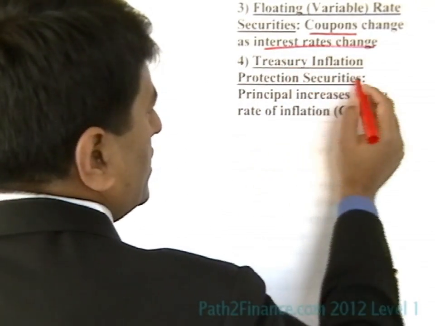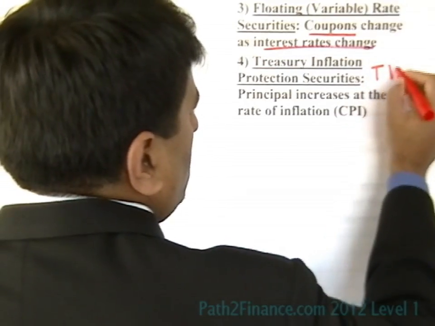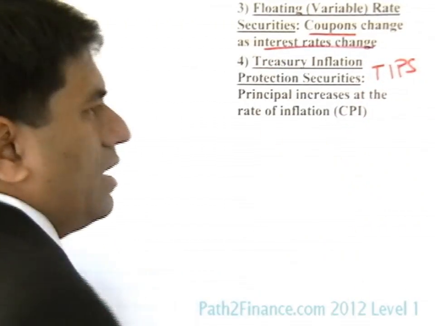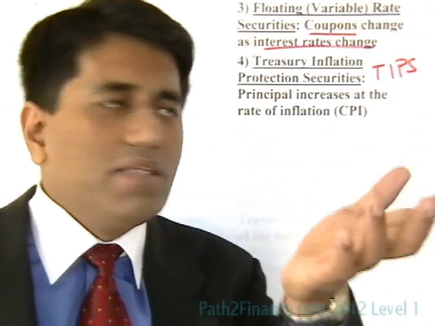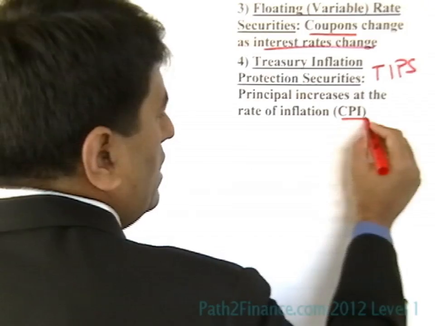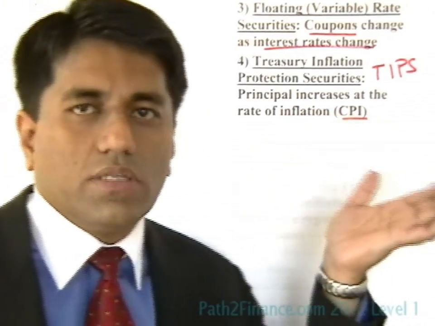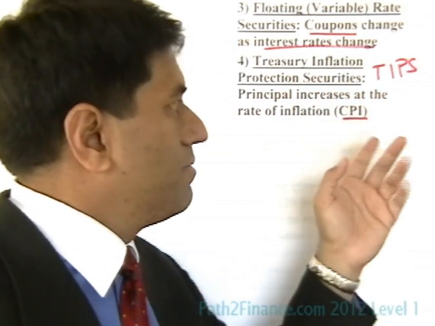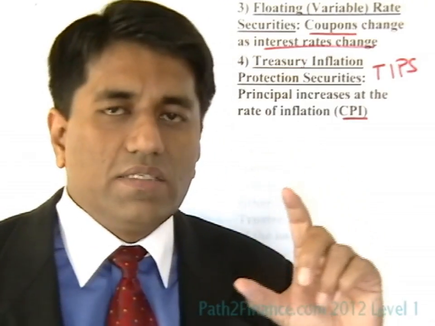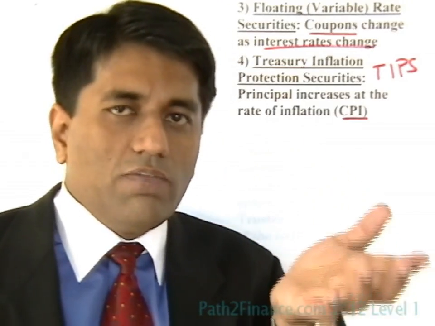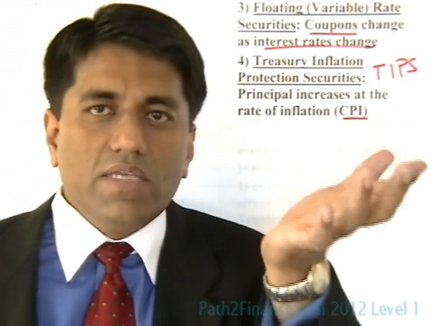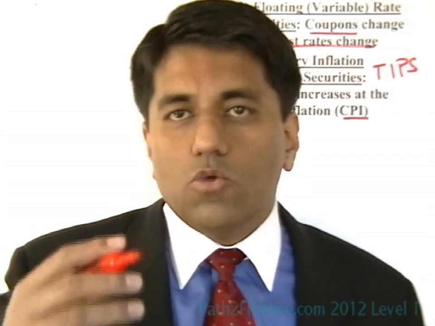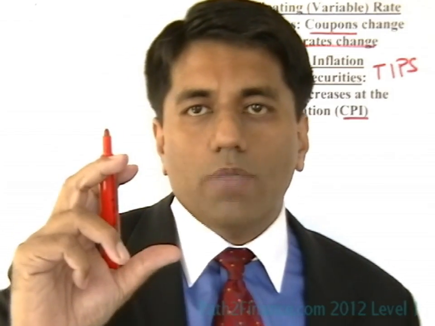Treasury inflation protection securities, with the acronym TIPS. Here, the principal rises along with CPI, which is a measure of inflation, Consumer Price Index. These are issued by the US government. The coupon rate remains the same. Therefore, when you have inflation, the principal rises, and as the coupon rate remains constant, the coupon payments increase because you obtain coupon payments by multiplying the principal by the coupon rate.